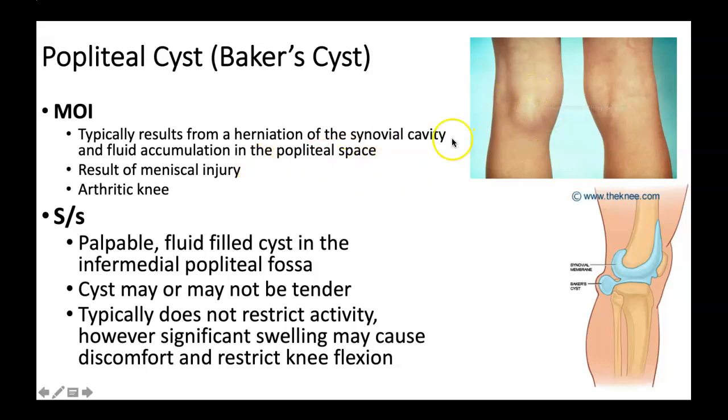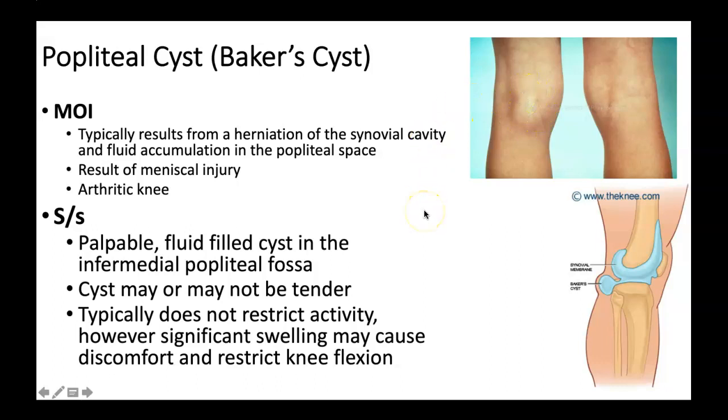Can also result from a posterior horn injury. So we have a posterior horn injury of the meniscus. That posterior horn injury causes a tear in the connective tissue, and so that fluid that's associated with that posterior horn injury will leak backwards. We also see it in an arthritic knee. Most of you aren't going into physical therapy, but if you saw a patient with a popliteal cyst in physical therapy, an older patient, most often it's because there's a herniation in that connective tissue and the swelling is driving posteriorly into the popliteal fossa.